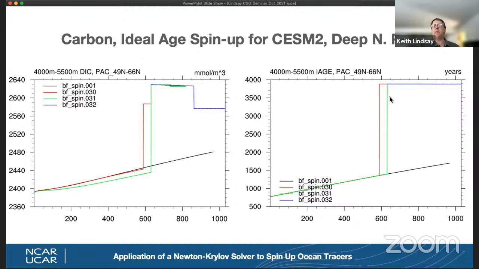And we got into a bit of a bind as we were doing BGC development for CESM2, because this deficiency in the model snuck up on us.